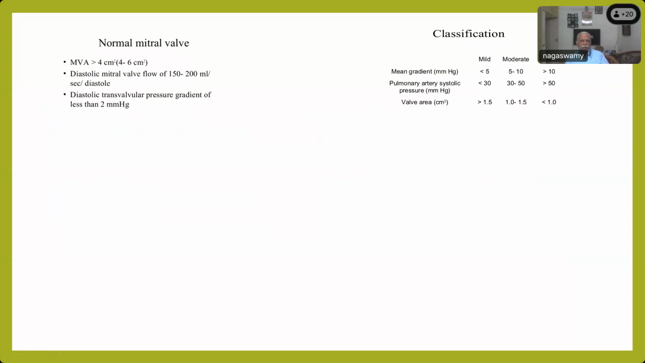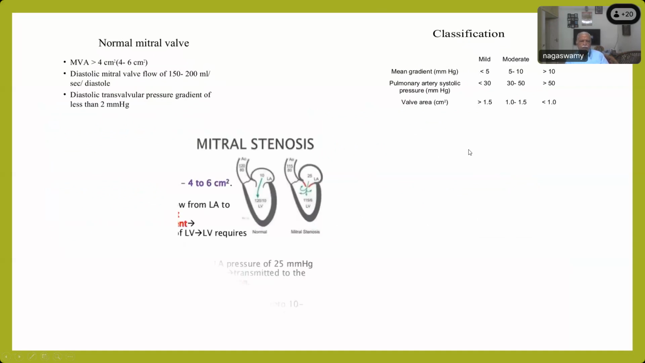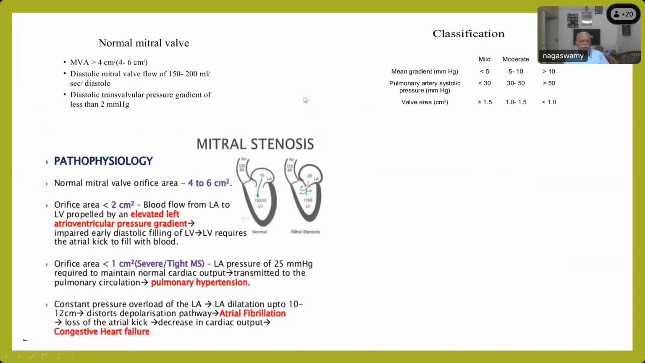And these are the normal mitral valve sizes, the flow occurring through that, and the mean pressure gradient across the valve. And this is the pathophysiology, how it happens. When the valve size becomes less than 2 centimeters square, there is an elevated atrioventricular pressure gradient. And when the valve size becomes less than 1, which is called tight mitral stenosis, the patient develops an LA pressure of 25 millimeters or more, and this results in gradual pulmonary hypertension.